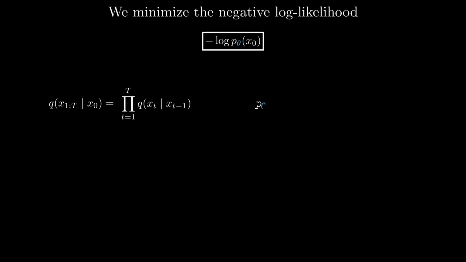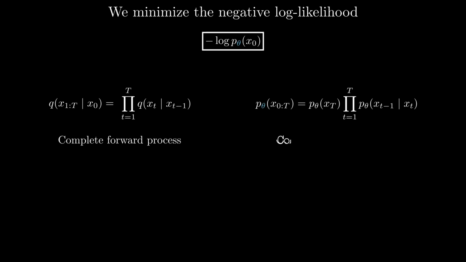We use the same compact notation for the joint distribution describing our complete reverse process. As you may have noticed, the reverse process is not conditioned on anything. Indeed, we will start from pure Gaussian noise without prior knowledge, whereas the forward process requires an input image x0. Okay, now that we have expressions describing clearly our complete forward and reverse processes, let's try to find an expression for the negative log likelihood.